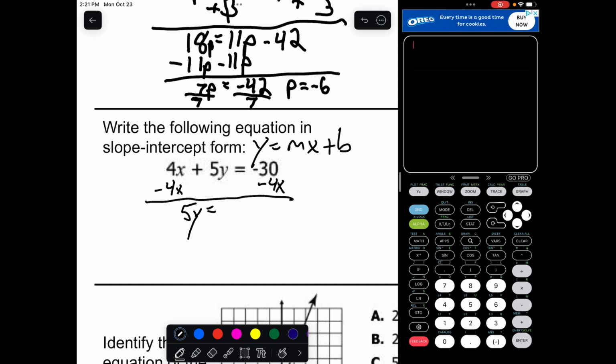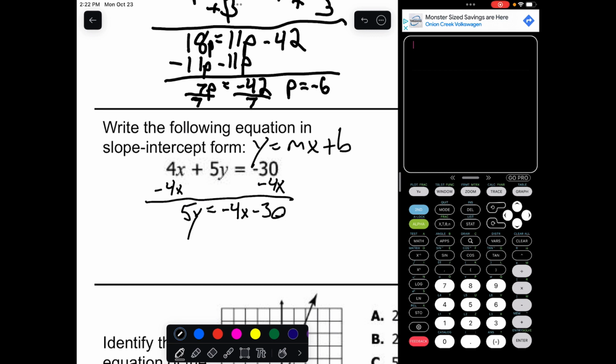I'm always going to write my x term first. I'm going to write this one first because my final answer has my x coming first. If you write negative 30 minus 4x, that's not incorrect. It's just backwards from how it's going to look in our final version. So negative 4x minus 30, right? I can't subtract those two, so I write them on their own.